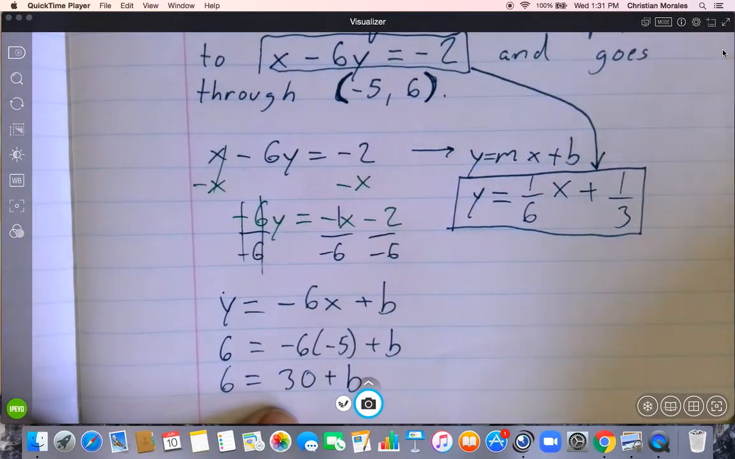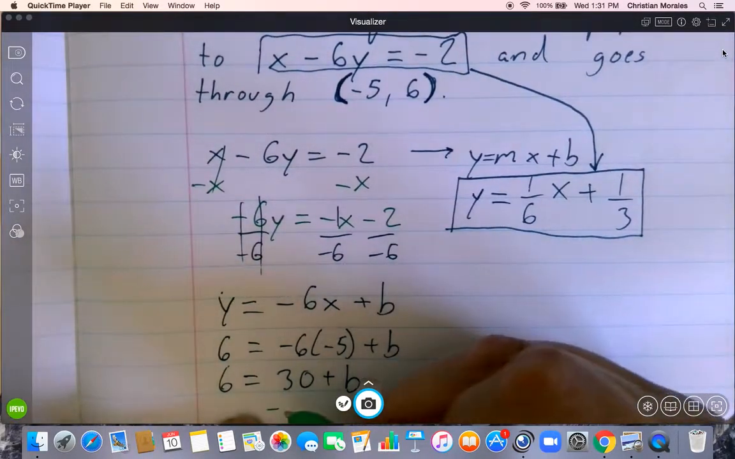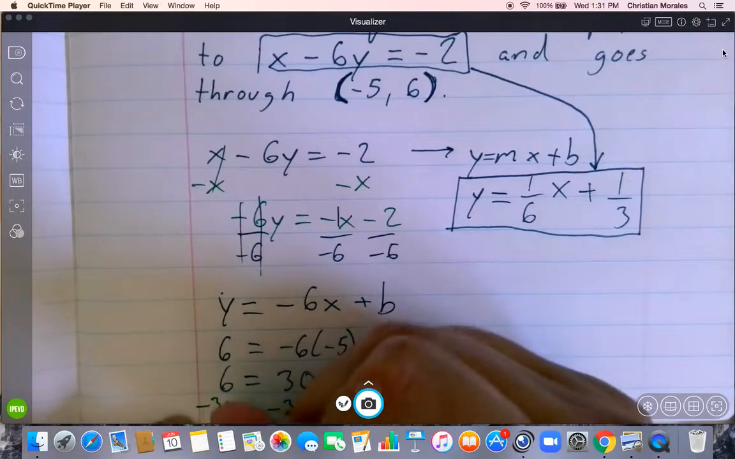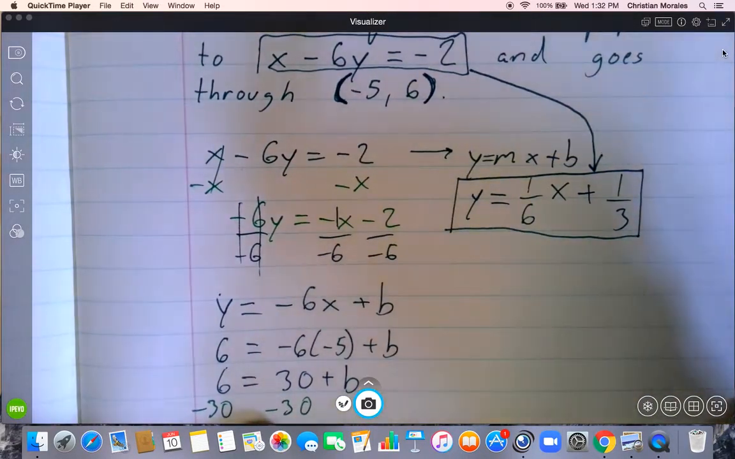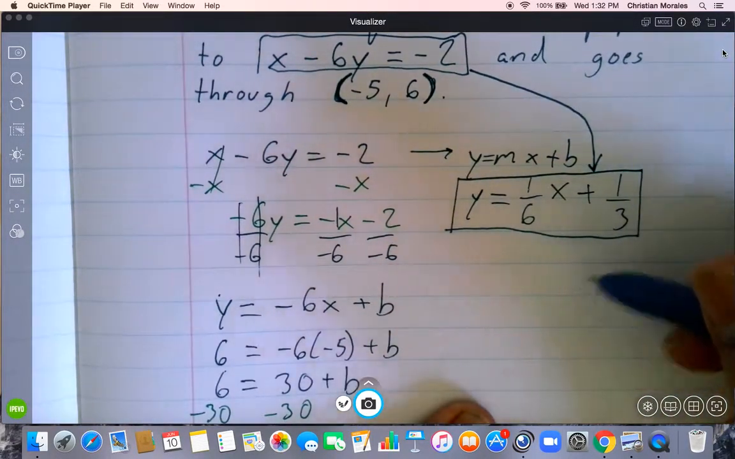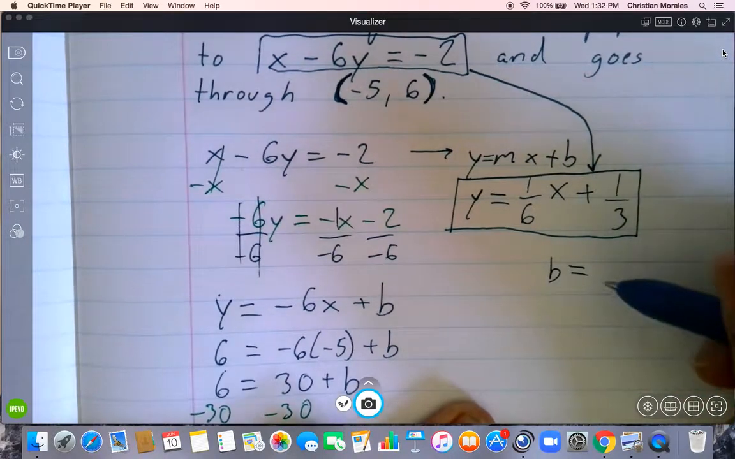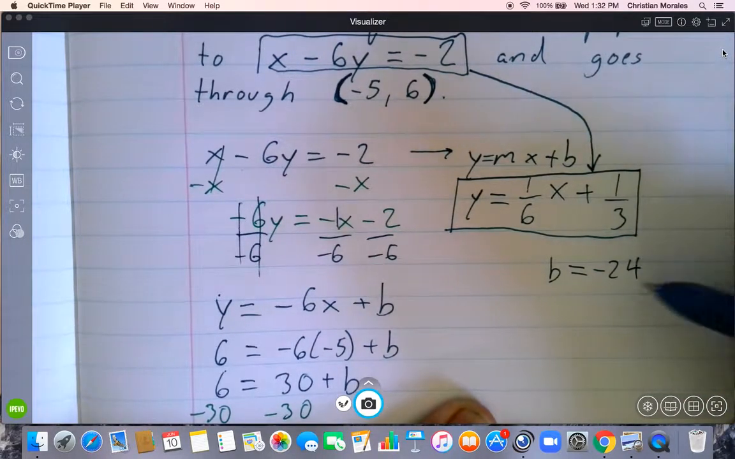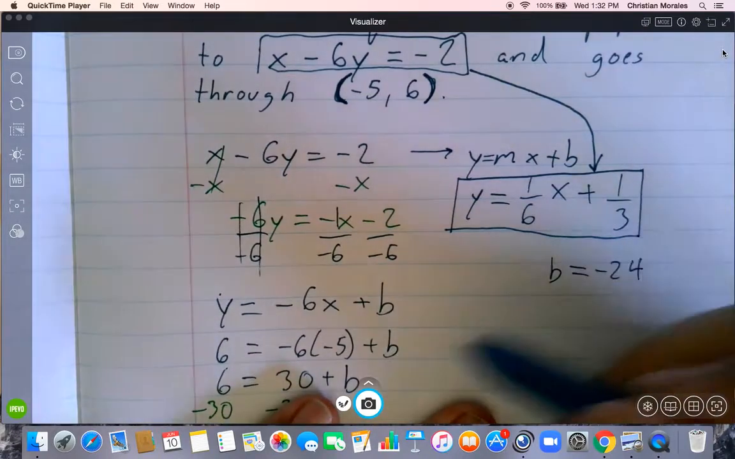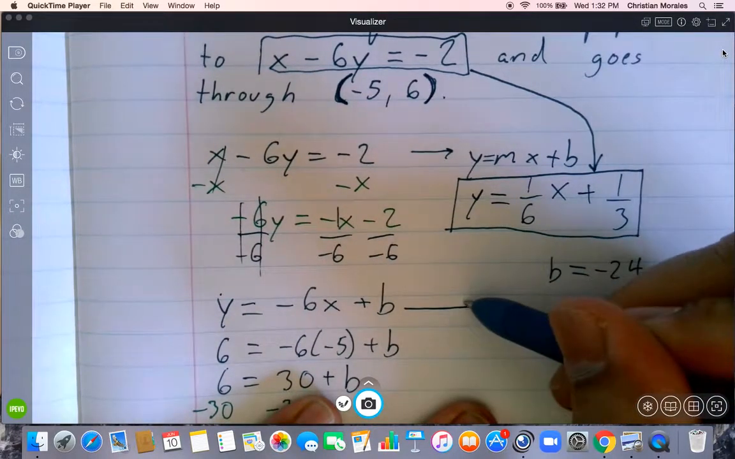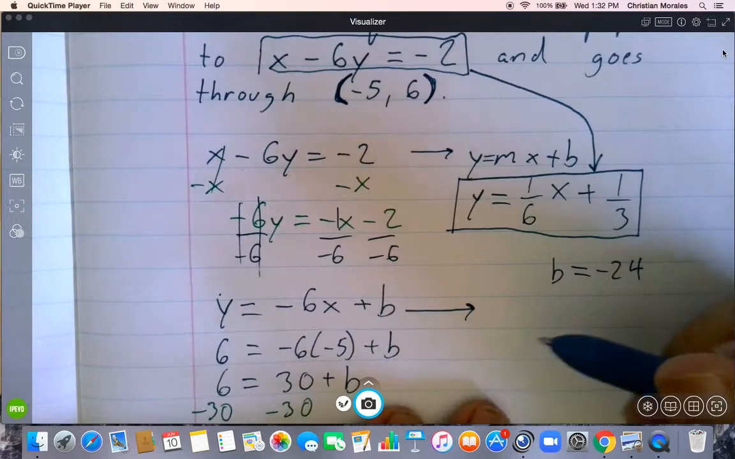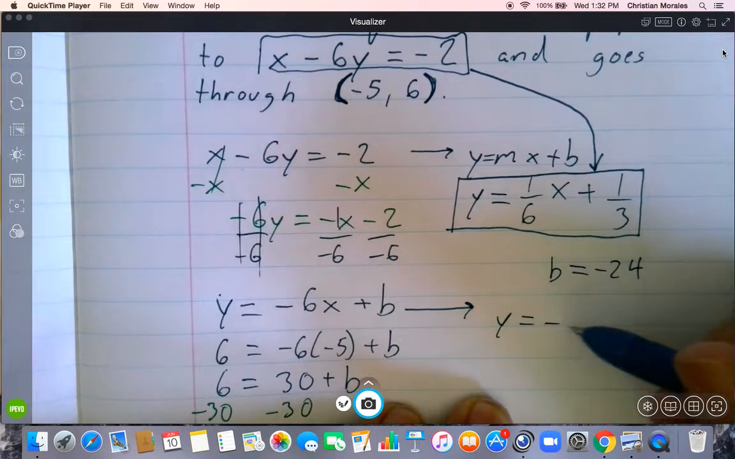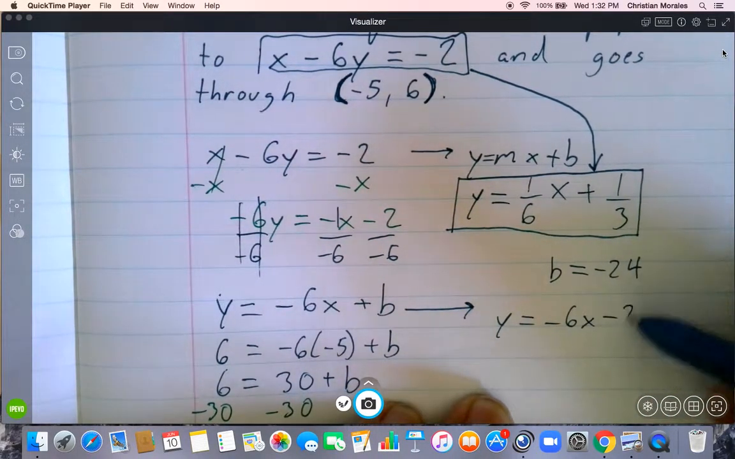Okay, to solve for this b, I'm going to subtract 30 from both sides because I want the b by itself. My answer for b is 6 minus 30, negative 24. So my other equation, this equation with the negative 6, is now going to be y equals negative 6x minus 24.